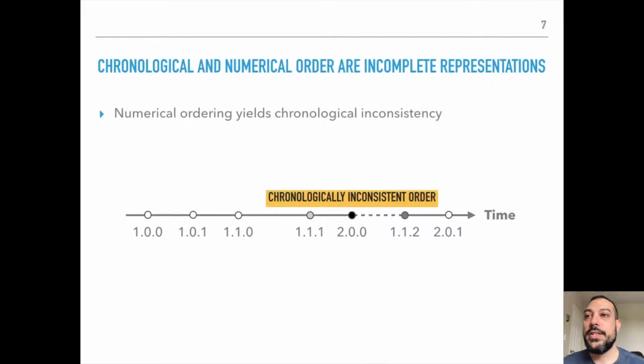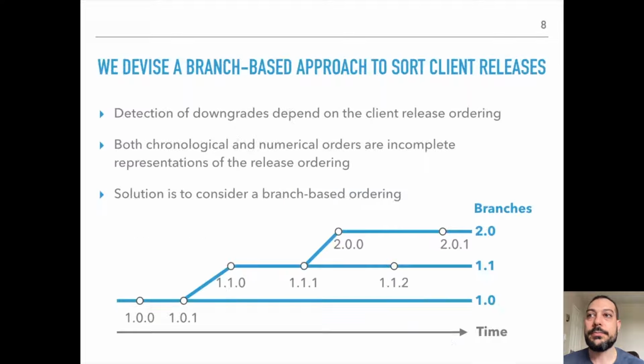Similarly, if we assume a numerical order of the releases, then we get a chronologically inconsistent release ordering. For example, in the sequence of releases in the figure, version 1.1.2 comes after release 2.0.0, but in reality, version 2.0.0 never existed when 1.1.2 was released.